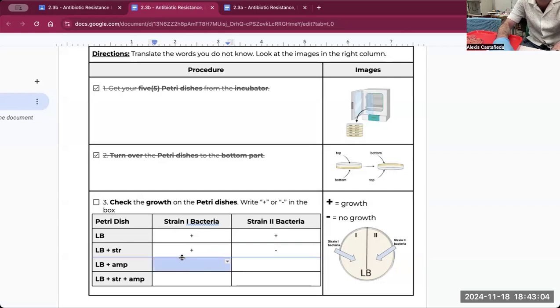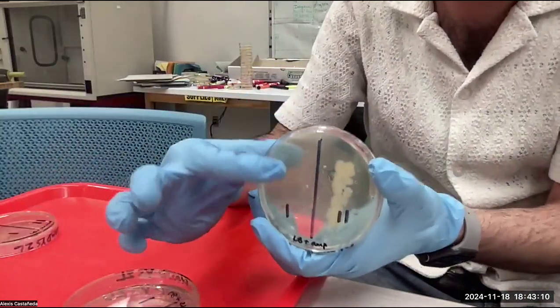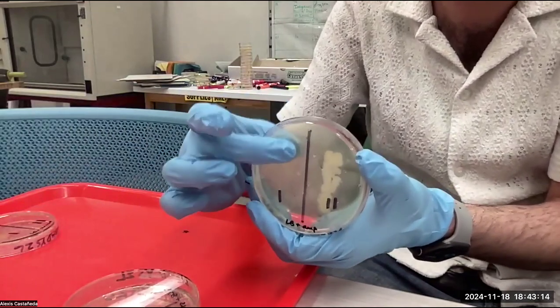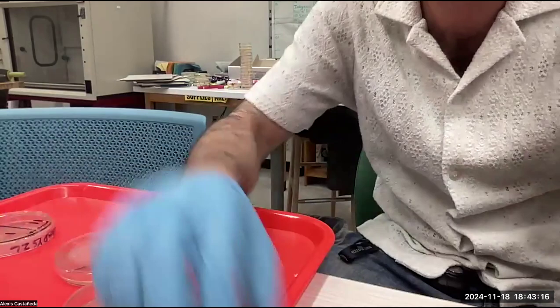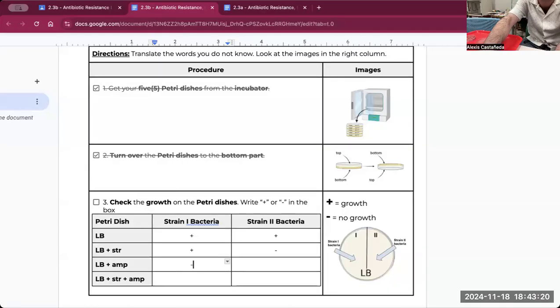Okay. Then let's look at the plate with LB and ampicillin. So LB and ampicillin, I have no growth on side 1, but I do have growth on side 2. So I'm going to put a minus for 1 and a plus for 2. So strain 1 was not able to grow, but strain 2 was able to grow. So a minus here and a plus here.